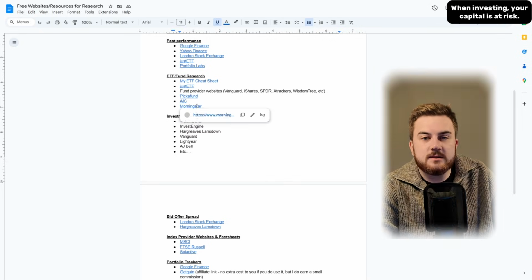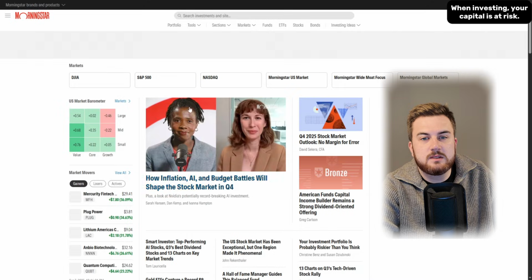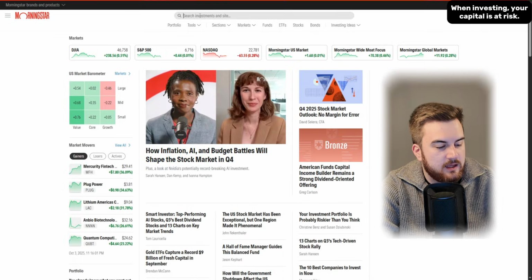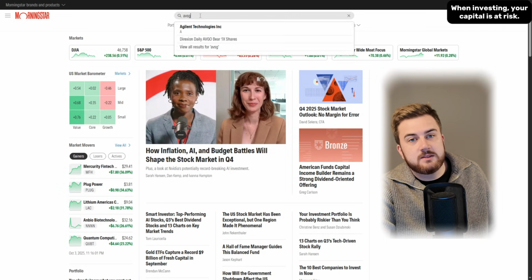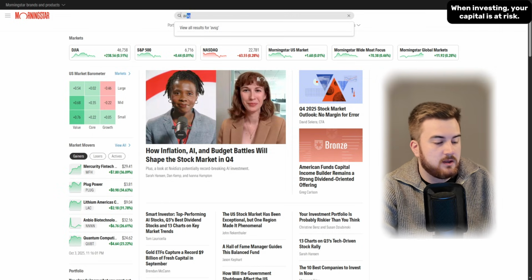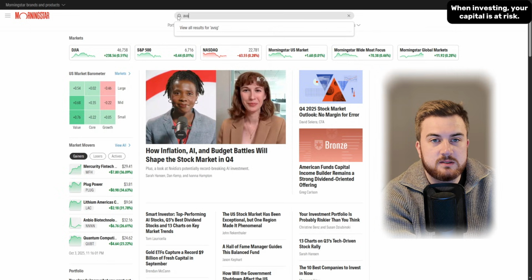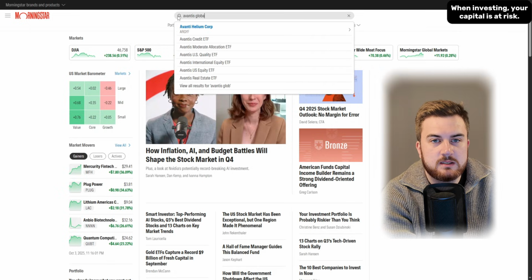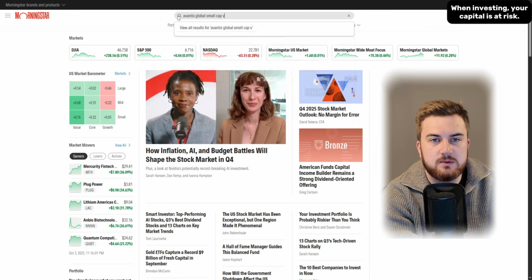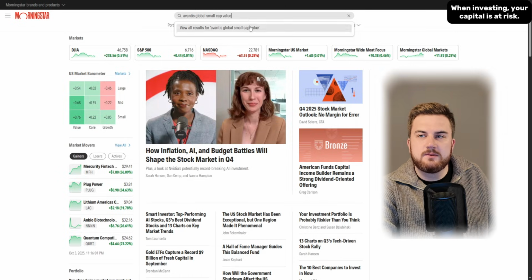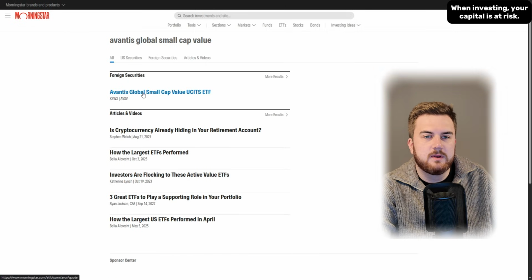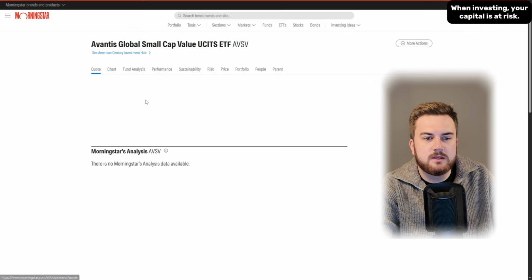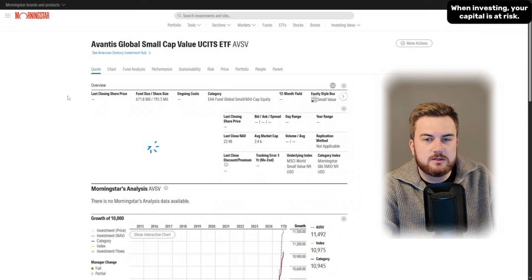Morningstar. So Morningstar is one that I've started using a bit more recently, and it does have some great tools. There's a paid section, but there's also quite a bit of free parts of it as well. So if I try and look at this small cap value ETF as an example, well, hopefully it'll come up. I have used it in the past. Yeah, here we are.